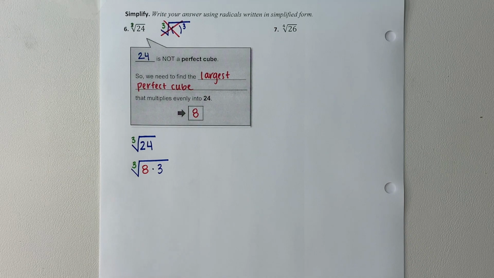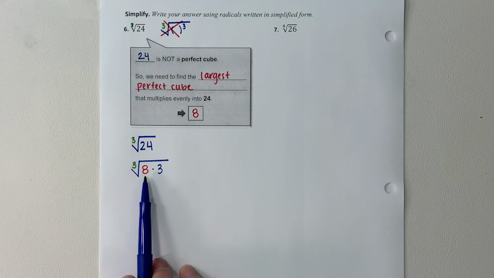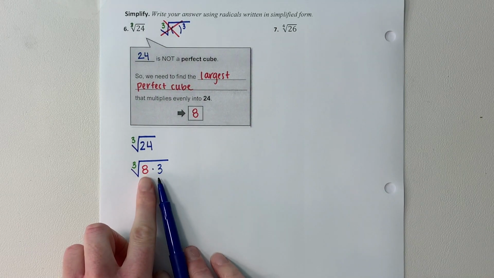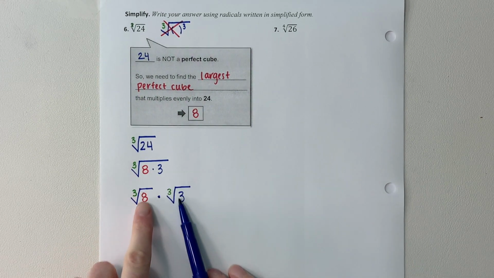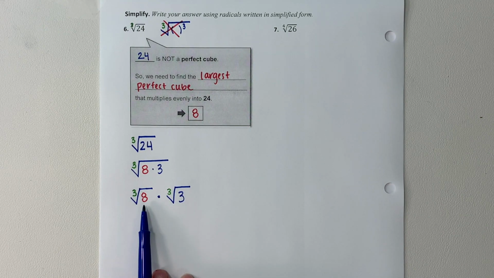So now we've written an equivalent expression, but we wrote it this way because we needed to identify and separate out the largest perfect cube that multiplies into 24. Now we're going to use the product property of radicals. The product property of radicals says if you multiply two quantities underneath one radical symbol, you can break that multiplication apart into two separate radicals. Now we know that 8 is a perfect cube, so this will simplify to a nice whole number.